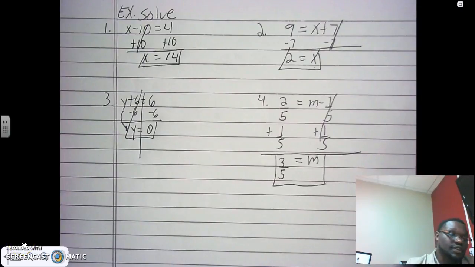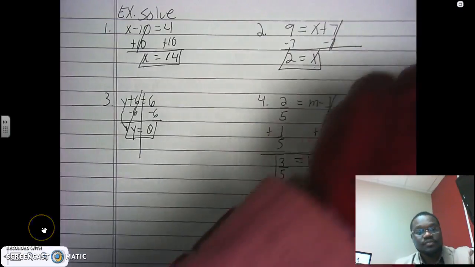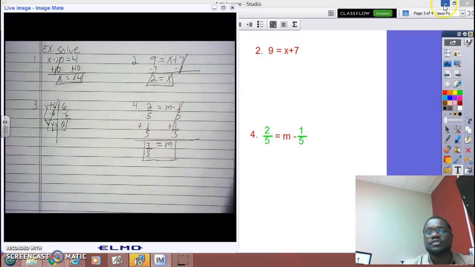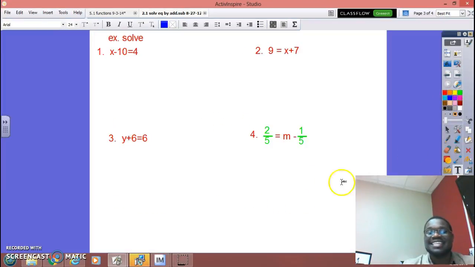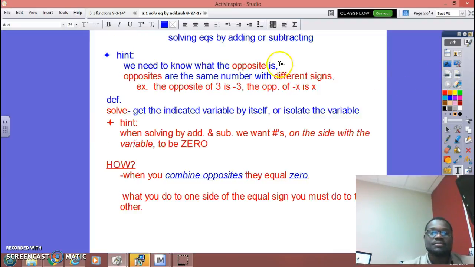Now, solving using addition and subtraction is also called solving using one-step equations. Okay? So if you ever see one-step equations somewhere, this is a type of one-step equation because the only step I had to do is add 10, subtract 7, subtract 6, add 1/5. That's only one step. And so sometimes people get confused. They're just letting you know by name, solving equations by adding or subtracting is the same thing as solving a type of one-step equation.